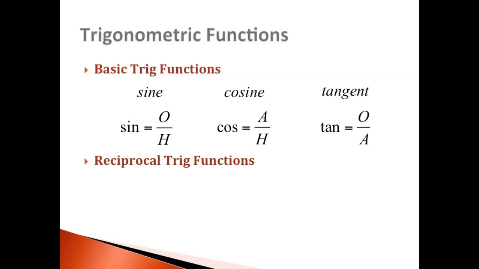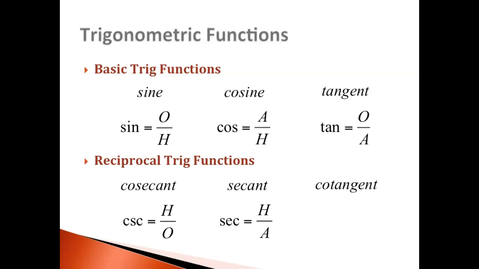Now, the other 3 trig functions that you may not have seen previously are called the reciprocal trig functions. These are cosecant, secant, and cotangent. Now, just as their name suggests, these are the reciprocals of sine, cosine, and tangent. So sine, the reciprocal is cosecant. So that's that hypotenuse over the opposite side. The reciprocal of cosine is secant, so that's going to be the hypotenuse over the adjacent side. And then the reciprocal of tangent is cotangent, and that's the adjacent side over the opposite side.